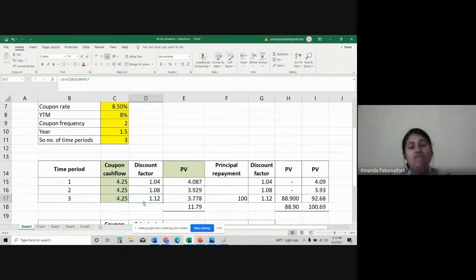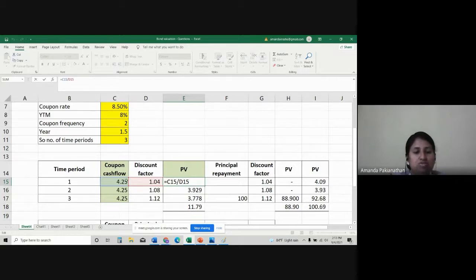So 1.12. All right. Now taking this into calculation, I have to simply divide my coupon cash flow by this particular discount factor and get the present value of the cash flows. So for the first period, 4.25 divided by that particular period's discount factor. Okay. Now can you see the present value is higher for the cash flow that you get early. The earliest cash flow will have the highest value. Why?